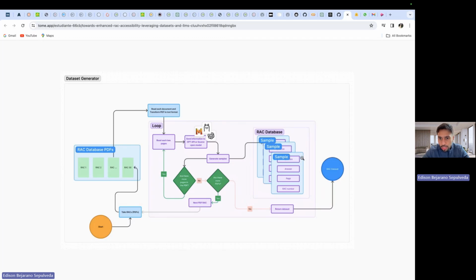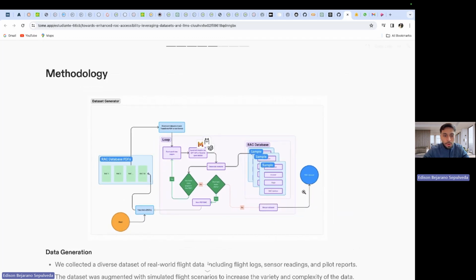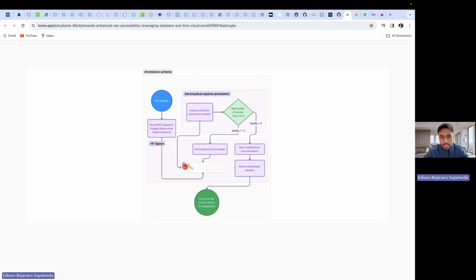What is a sample for us? A question and answer, a page, and a RAC number. If we have more pages in the PDF, we continue this loop. If we don't have more pages in the PDF, we continue with another PDF. If we don't have more PDFs in our database, we return the dataset with all the samples. So with that in mind, we pass to the second phase, which is the labeling.